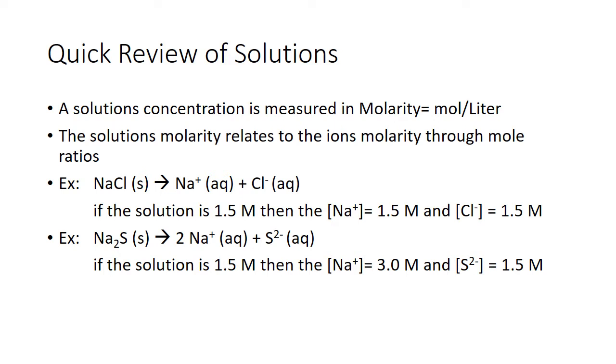If we produce 2 ions, then we double the concentration. If we produce 3, then we multiply it by 3. We're just using those ratios to help us find those ion concentrations, because that's really what we're going to be focusing on in this part of the unit: the concentration of specific ions in our solution.